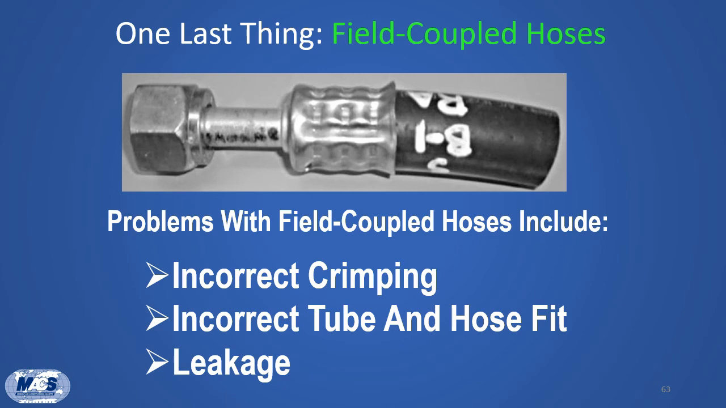In the picture shown here, a combination of the incorrect tube and hose fit and crimping technique have caused the tube to deform. Also, the assembly has been crimped, rotated, and recrimped, likely producing a leaking assembly.